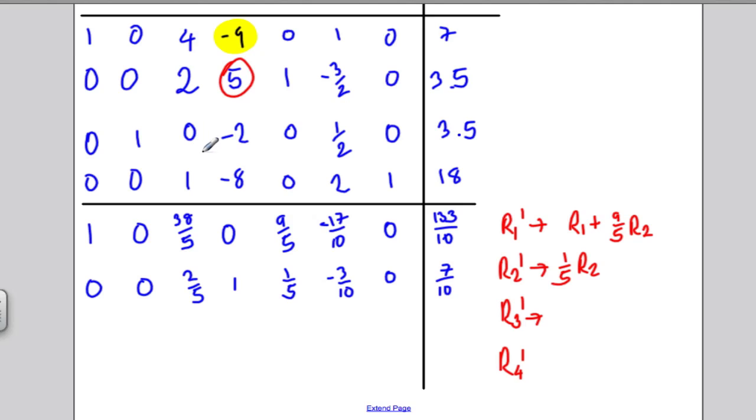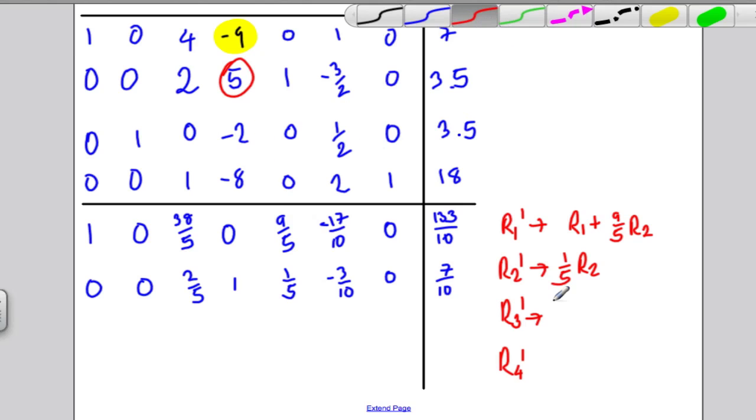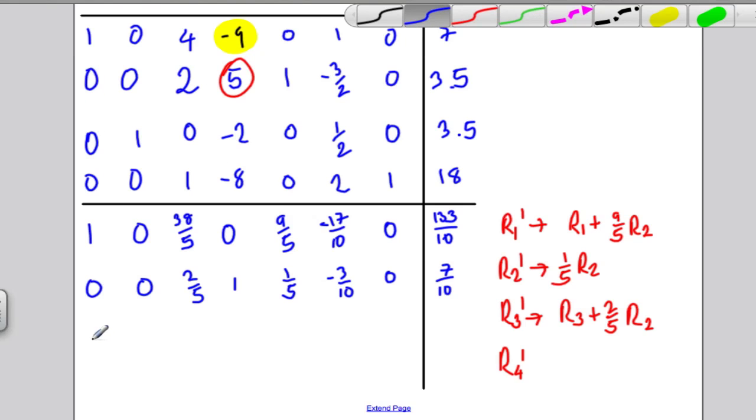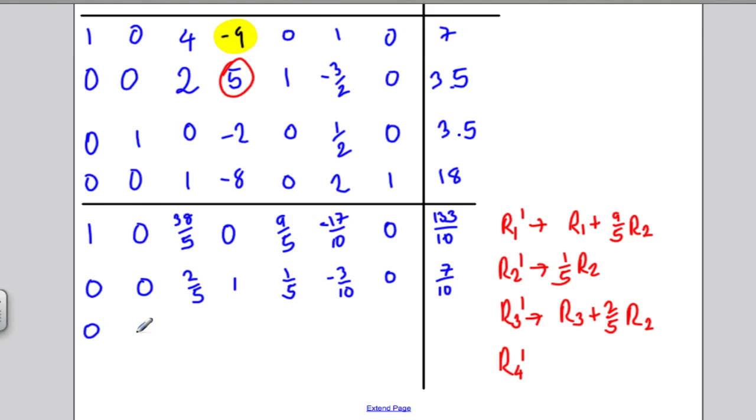Okay, let's look at row 3. How do I get my new row 3? Well, I'm going to take my old row 3 and add to it 2 fifths of the old row 2. So I'm going to take this row and add 2 fifths of that row. 0 add 2 fifths of that is 0. 1 add 2 fifths of that is 1, sorry.